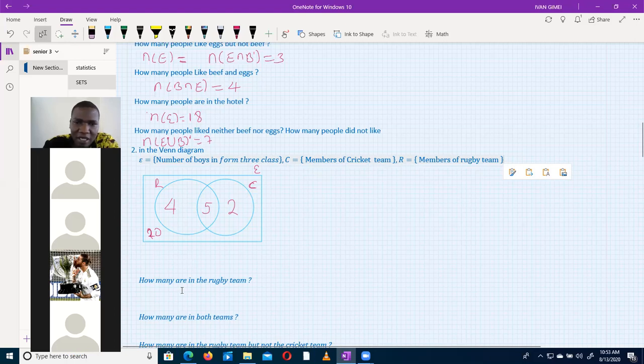Now the first question is, how many are in the rugby team? If you write this in set notation form, they're asking for number of R. How many are there in the rugby team?